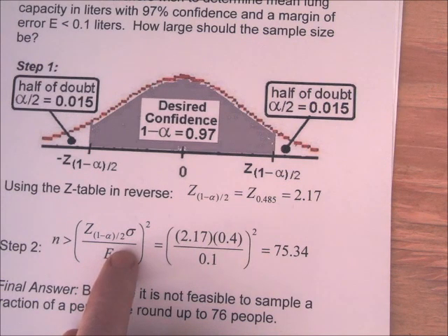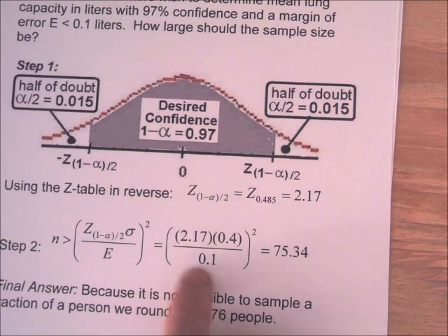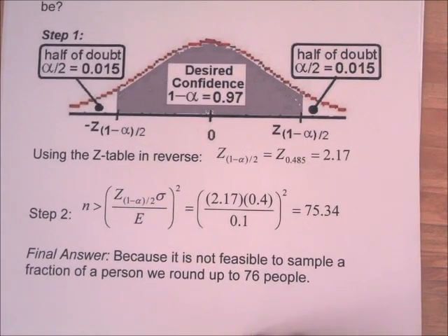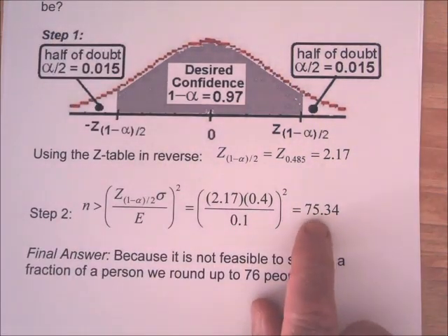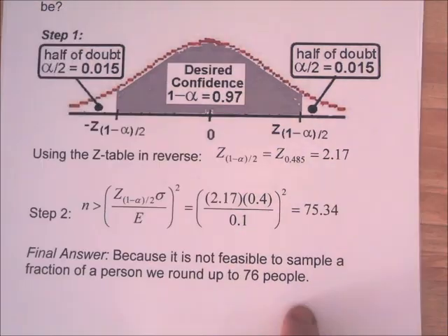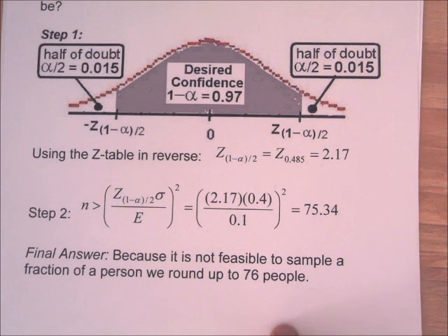Then if we plug it into this formula here, n has to be at least 2.17 times 0.4, which is sigma, divided by our desired margin of error 0.1, square this, and it comes out to be 75.34. Now it's not possible to sample a fraction of a person, so if you want our error to be less than 0.1 liters, you can't round down. You have to round up in order to make sure the margin of error is less than 0.1 liters. So round up to 76 people. And that concludes this presentation.